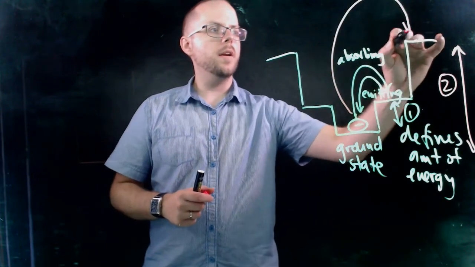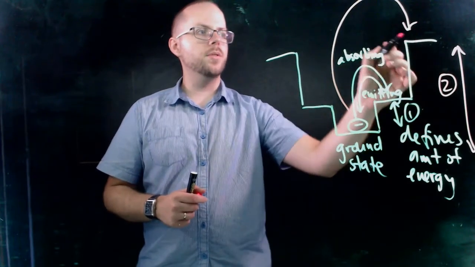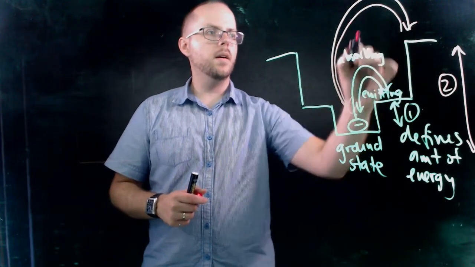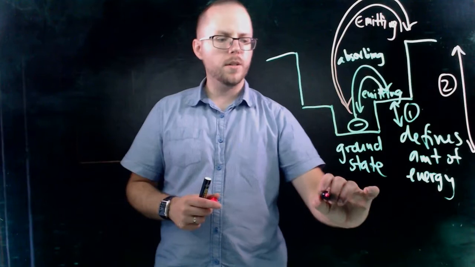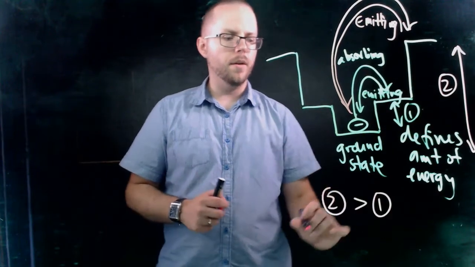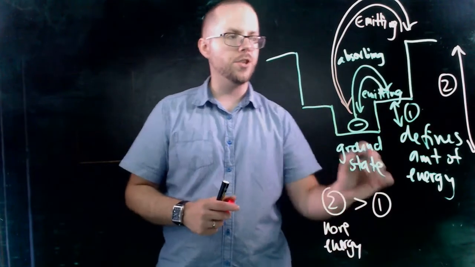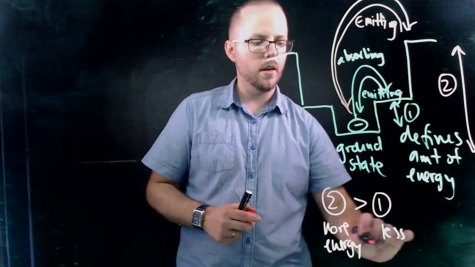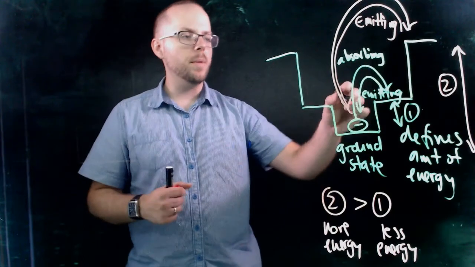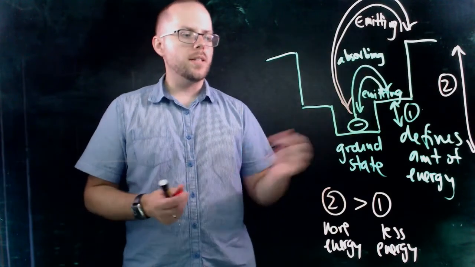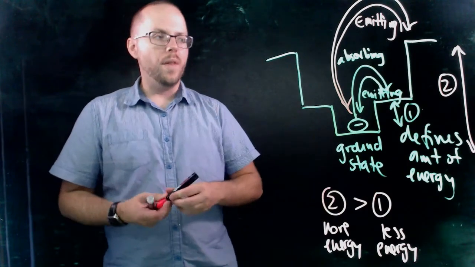So I can absorb energy to get up to step number 2, and then I would emit it back again to drop back down. Because number 2 is greater than number 1, that means we've got more energy involved in jumping up to step number 2 than step number 1, because you're jumping up a higher distance. And so in this situation we've got two different amounts of energy, one that's higher, one that's lower.